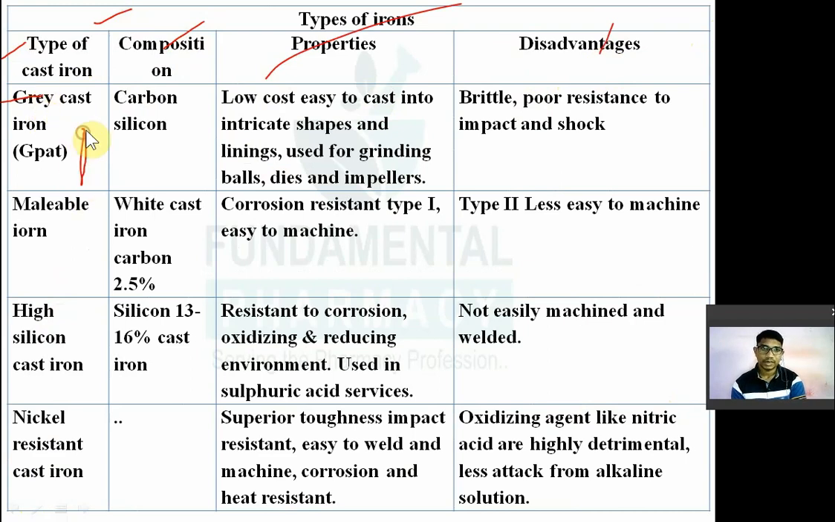तो ग्रे कास्ट आयरन, so it is made up of iron plus carbon plus silicon. It has a very low cost, easy to cast into intricate shape or in any shape. You can mold this gray cast iron into different shapes.